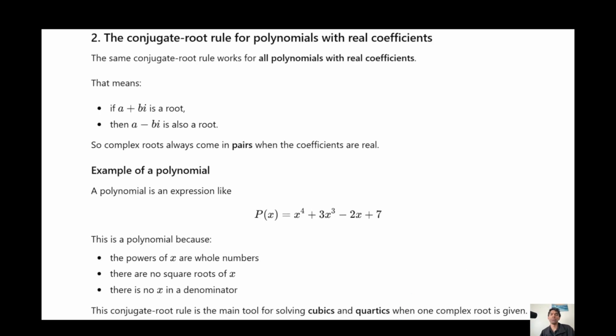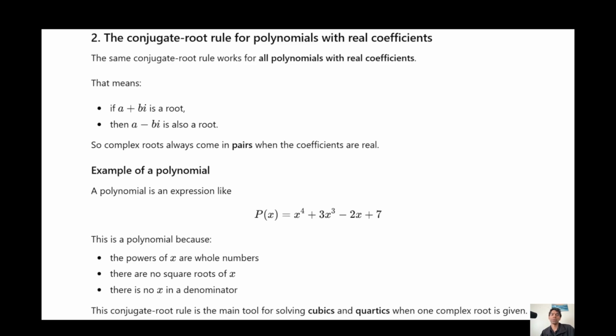The conjugate root rule for polynomials with real coefficients. The same conjugate root rule works for all polynomials with real coefficients. What that means is, if a plus bi is a root, then a minus bi is also a root. So complex roots always come in pairs when the coefficients are real.